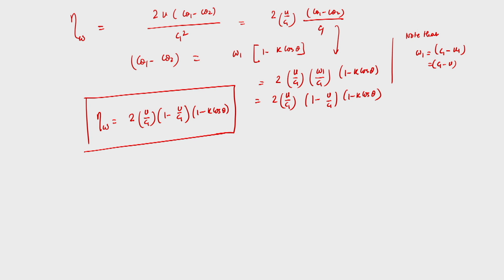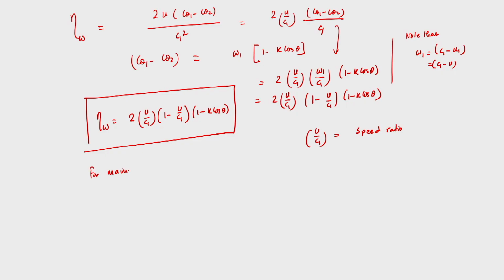Now, for maximum wheel efficiency, u by c1 is very important. This ratio, u by c1, is known as the speed ratio. It is the velocity of the blade to the absolute velocity of the jet, or fluid striking the blade. That is the speed ratio.